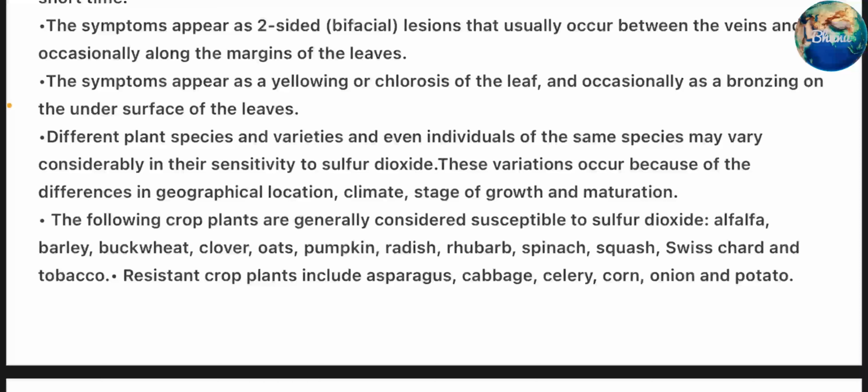These variations occur because of the differences in the geographical location, climate, stage of growth and maturation. The following crop plants are generally considered susceptible to sulfur dioxide: alfalfa, barley, buckwheat, clover, oats, pumpkin, radish, rhubarb, spinach, squash, Swiss chard, and tobacco. Resistant crop plants include asparagus, cabbage, celery, corn, onion, and potato.